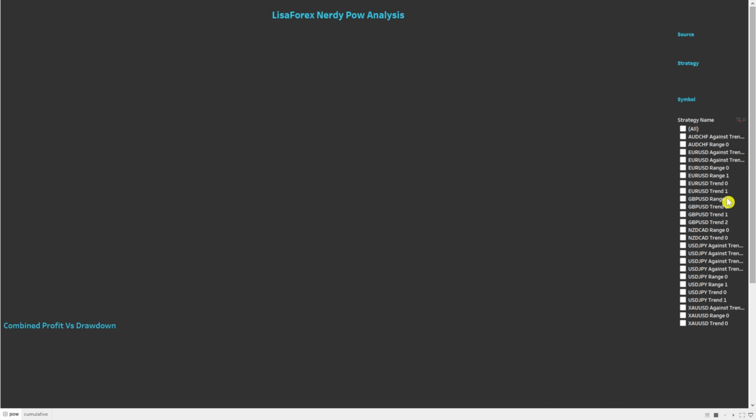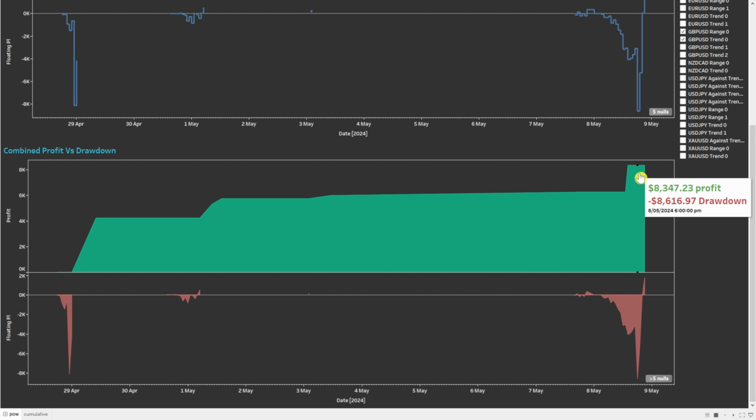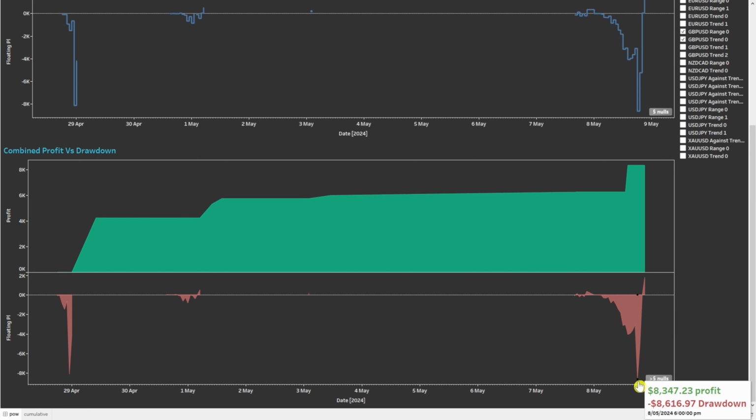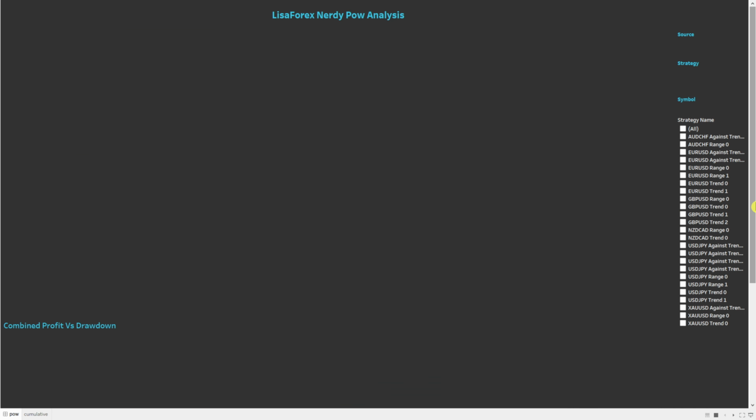Next, I'm going to build a pound US. So one range strategy, one trend strategy, and that is all. And our profit now is $8,000 of profit and $8,000 worth of drawdown. So again, a 1-to-1 ratio, which is not too bad for live trading.